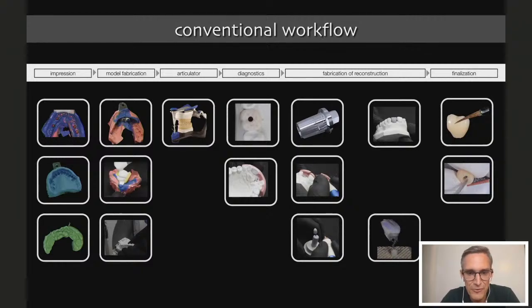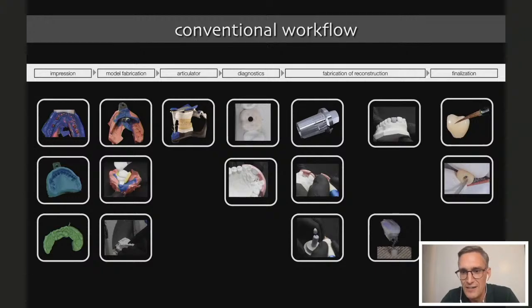So therefore, in a conventional workflow, we can only use the silicon keys. That's kind of a limitation. And then the dental technician will fabricate, for example, an implant crown. He could choose a prefabricated abutment as shown here. So this titanium-based abutment is not limited to the digital workflow.